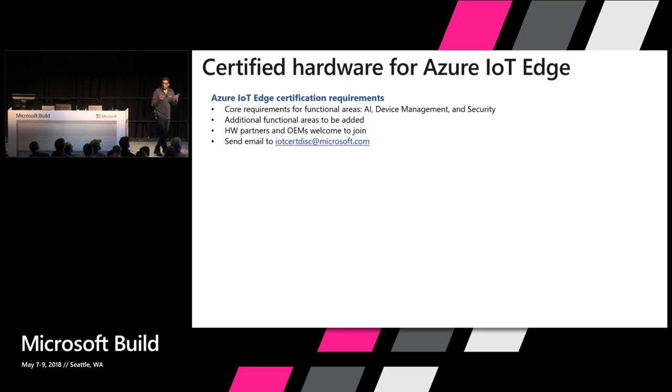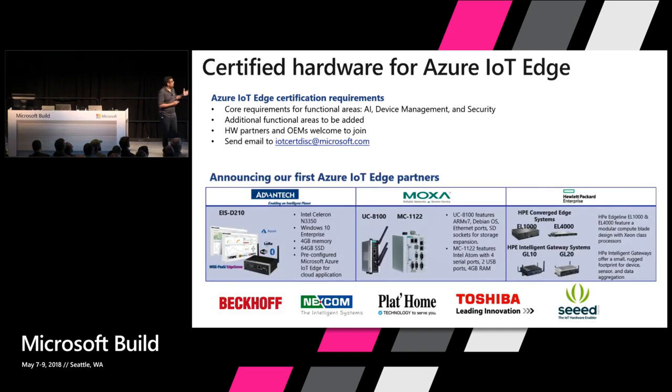Having said that, it's my pleasure to announce our first set of partners who have gone through that process, and here they are. There is Advantech, Moxa, and HP Enterprise, as well as Beckhoff, Nexcom, Plathome, Toshiba, and Seed. I'll talk about a few of those shortly, but essentially what they give you is the right platform, the right hardware for Edge. When you find the device catalog updated, you can select what level of security you need, what level of device management you need, and then you have the right device here. So these are our initial partners. More would be added soon.